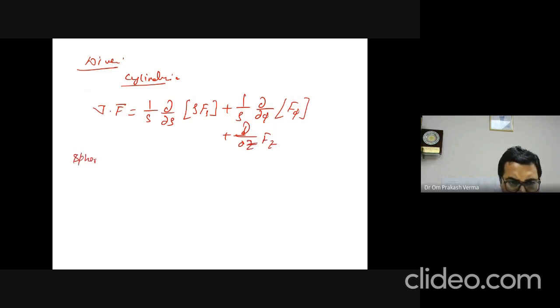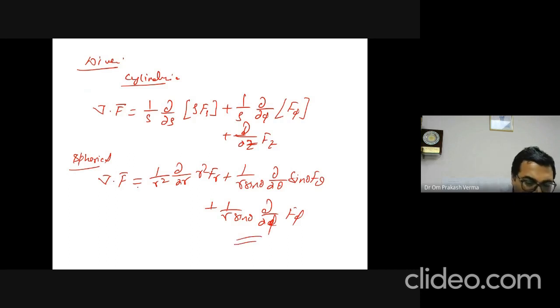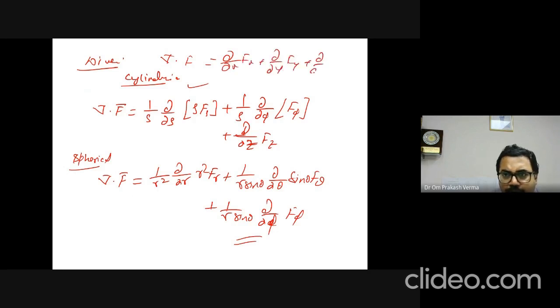However, in the spherical coordinate, del dot F vector is nothing but 1 upon r squared del of del r, r squared F r, plus 1 upon r sine theta del of del theta, sine theta F theta, plus 1 upon r sine theta del of del phi, F phi. And in the rectangular coordinate, it is represented as del Fx of del x plus del Fy of del y plus del Fz of del z.